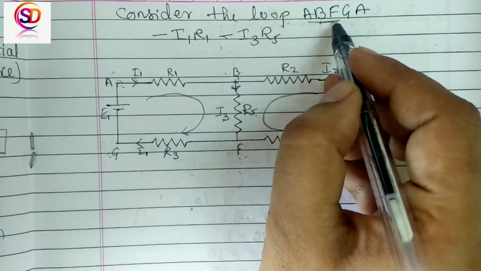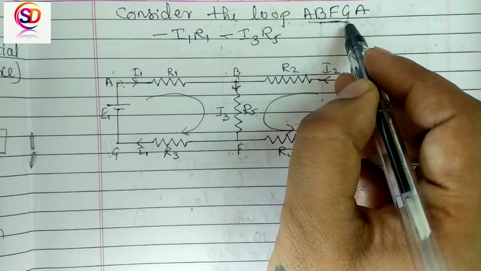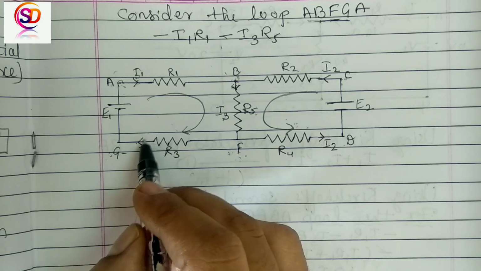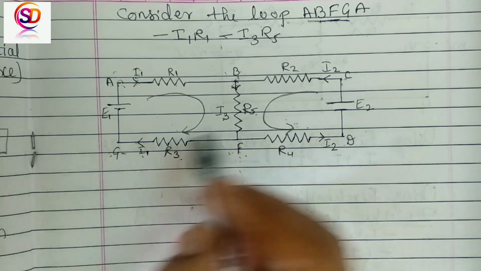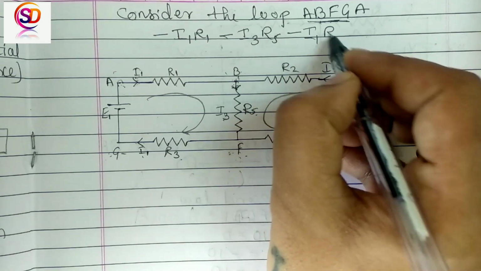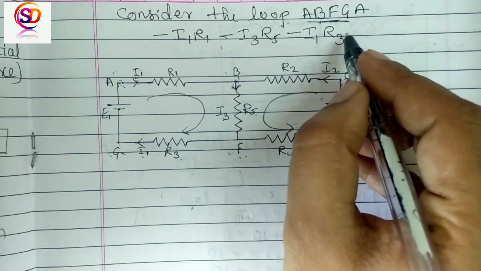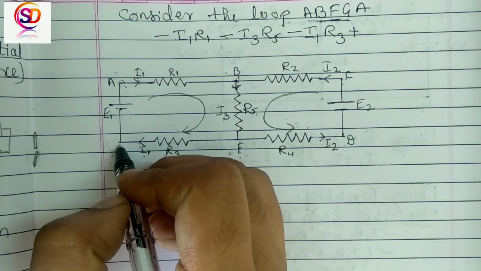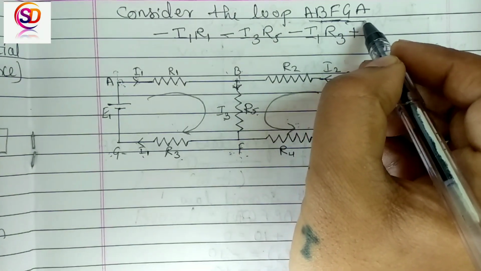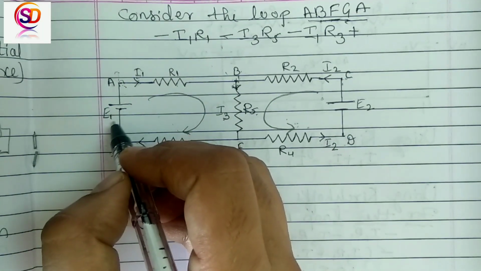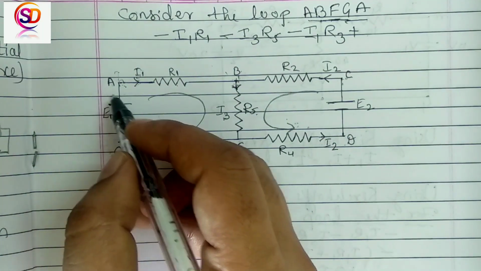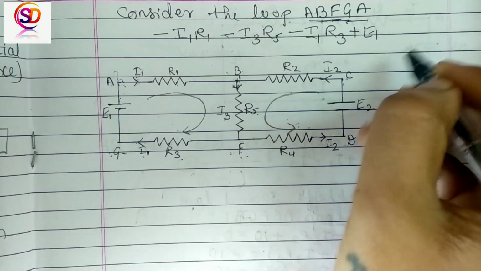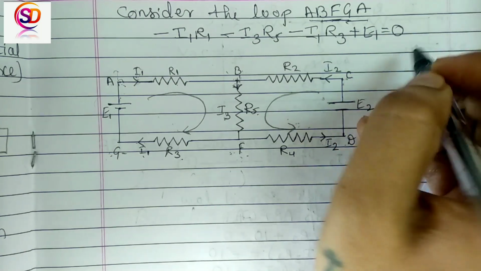Proceeding further, we are now tracing the path FG. F to G, again you are traveling along the conventional current direction. So it is I1 R3 with a negative sign. These become the sum of potential differences plus EMF. Now while going through path G to A, you are crossing this cell, that is the EMF. From negative to positive you are going, so your EMF should be positive. That should be equal to 0.